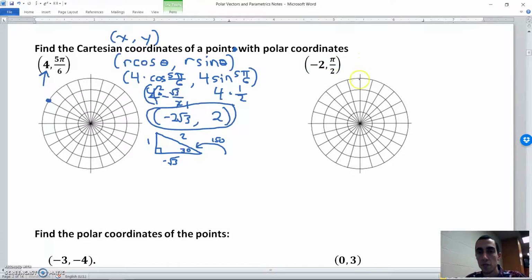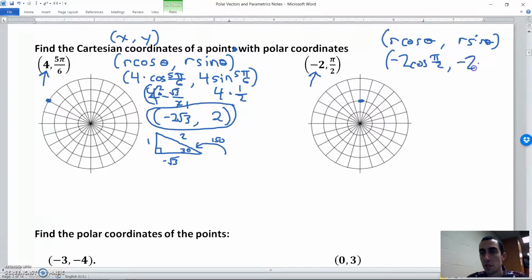Alright, let's do the same thing for this one. Now remember we've got a negative right there, and so let's plot it as though it were positive. So we're going to go out 2 units and then do a pi over 2 spin, which would be 90 degrees. So it's going to put us right here. Now, our x and y is our r cosine theta, r sine theta. So r is negative 2. Theta is pi over 2, so let's plug those in.